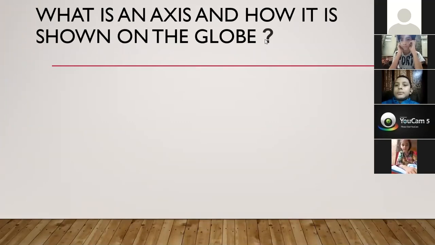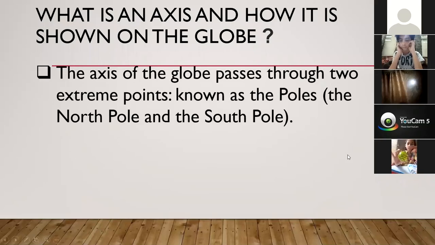Okay, what is an axis? I said that a word came in the previous slide, axis. So what is an axis? And is it shown on the globe or not? Should we go back and see? Let's see if we can find the axis or not. We will go back and see the picture also, but here is the definition.